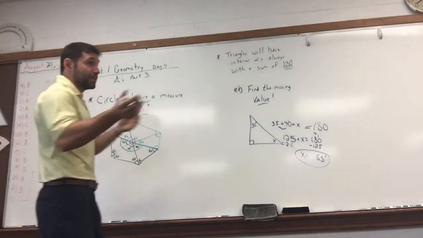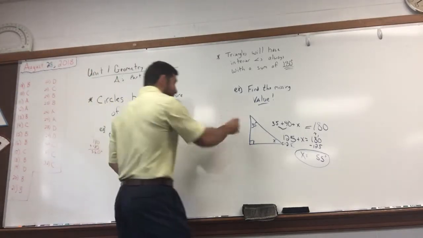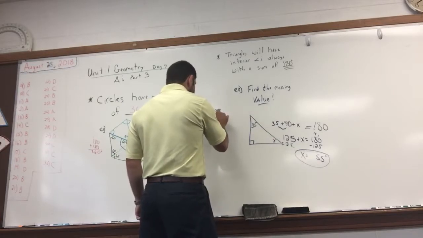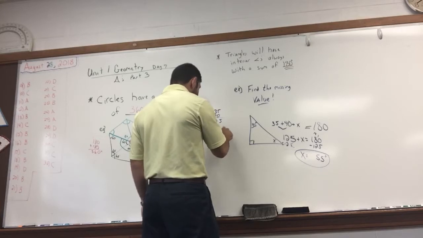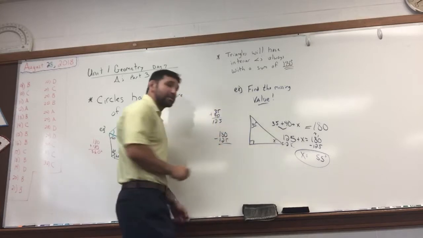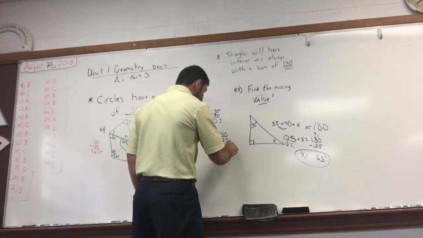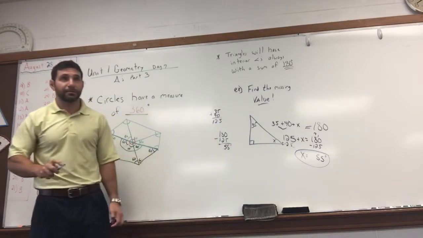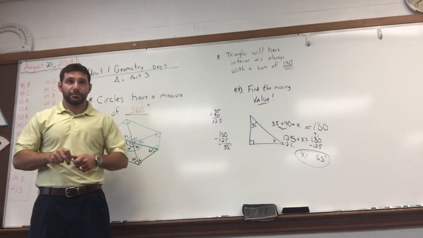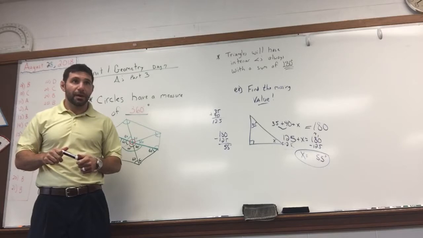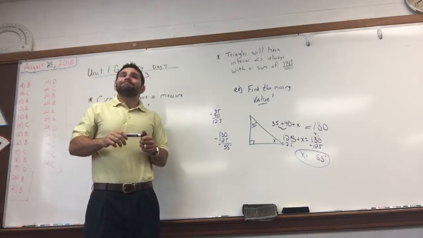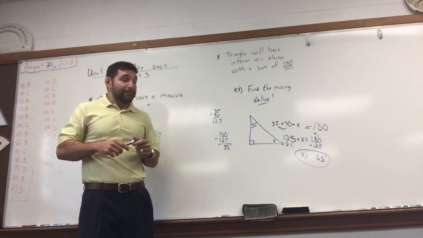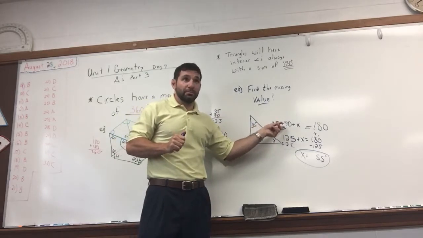Most of you would say, because we did this with straight lines, okay, I'm going to add these together. 35 plus 90 gives me 125. And then you're going to say, okay, 180 minus 125, because that's what's missing, gives me 55. Do I care which way? Yes. I want to see an equation.